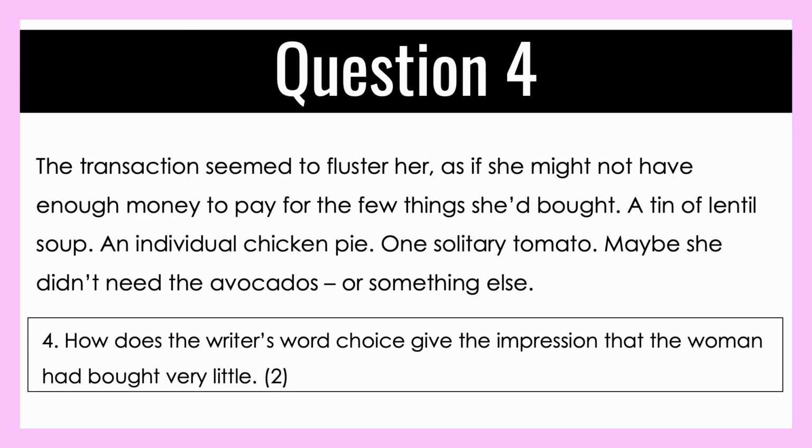The transaction seemed to fluster her as if she might not have enough money to pay for the few things she'd bought. A tin of lentil soup, an individual chicken pie, 1 solitary tomato. Maybe she didn't need the avocados, or something else. How does the writer's word choice give the impression that the woman had bought very little? Pause the video now, attempt the question, come back when you're ready for the answer.